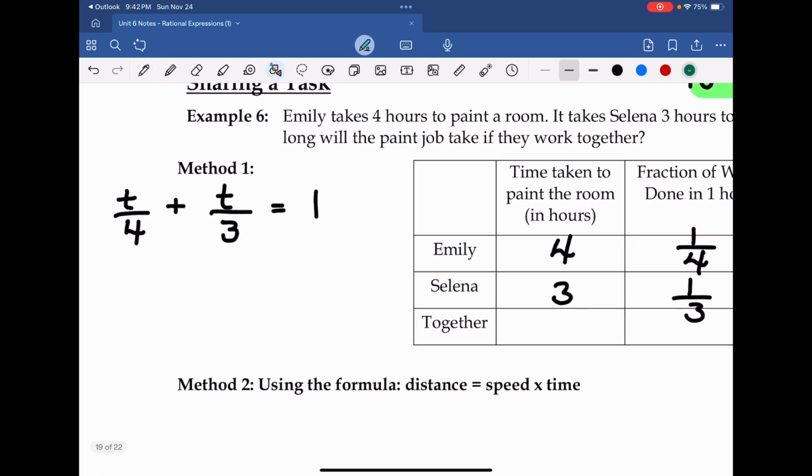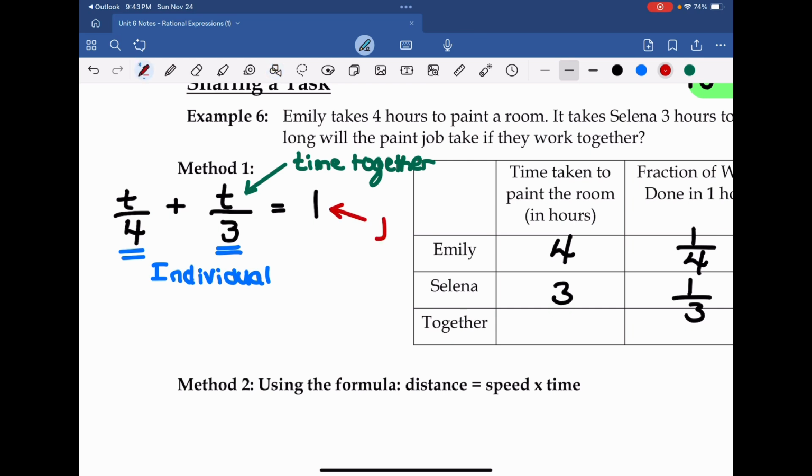Now, I kind of want to annotate this here. This is the time together. So if I point up to the top here, we consider this to be time together, and then in the denominator, this is considered to be their individual effort. So I'm going to write it as individual. So we have the time that it would take them together divided by their individual rates equals the job being complete. And that's what this one is representative of. It's saying a job is completed.